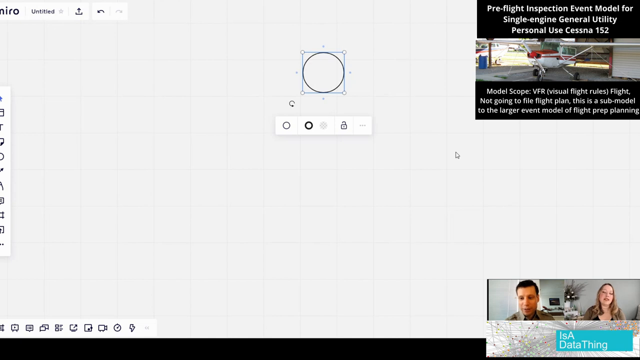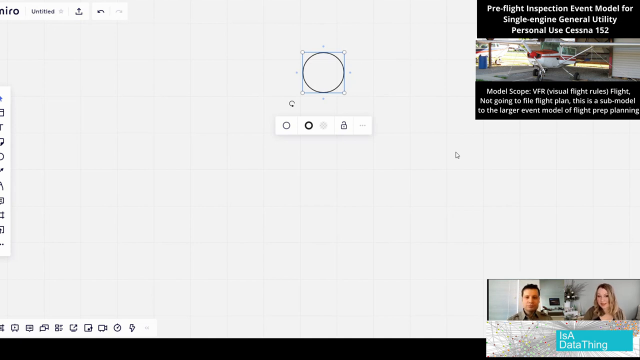So what I mean by that is checking the weather, getting a weather brief, even checking yourself and saying, okay, I got enough sleep, I'm not being rushed. What are the weather conditions when I take off, en route, when I land? Can I make it? We're not going to be doing the weight and balance calculations. We're not going to be asking our passengers how much they weigh in this video. And we're not going to be actually planning the route on our maps and on our charts.